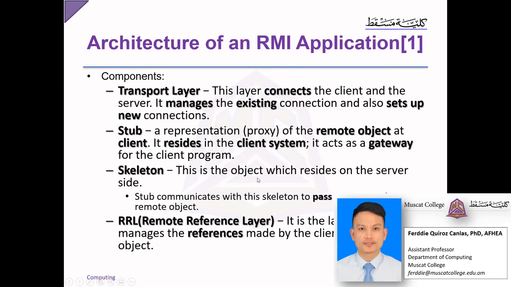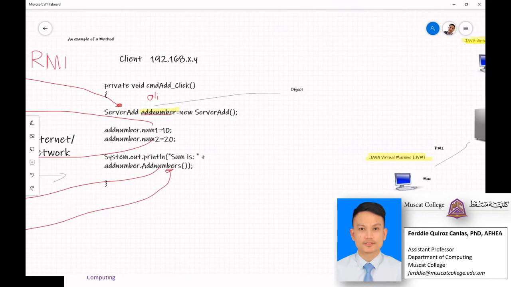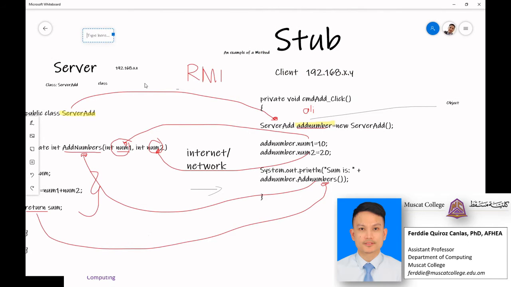The skeleton is the object which resides on the server side. So the counterpart of the stub is the skeleton. The stub communicates with this skeleton to pass requests to the remote object. So in the example I wrote on the whiteboard earlier, this one is a stub, and this one here is the skeleton.